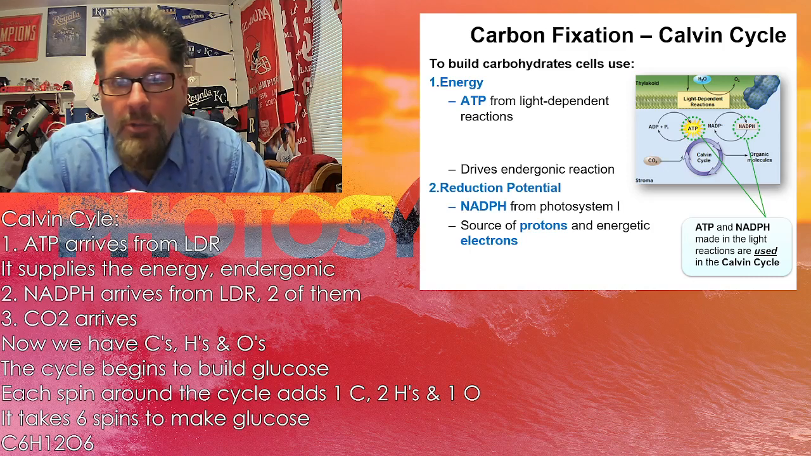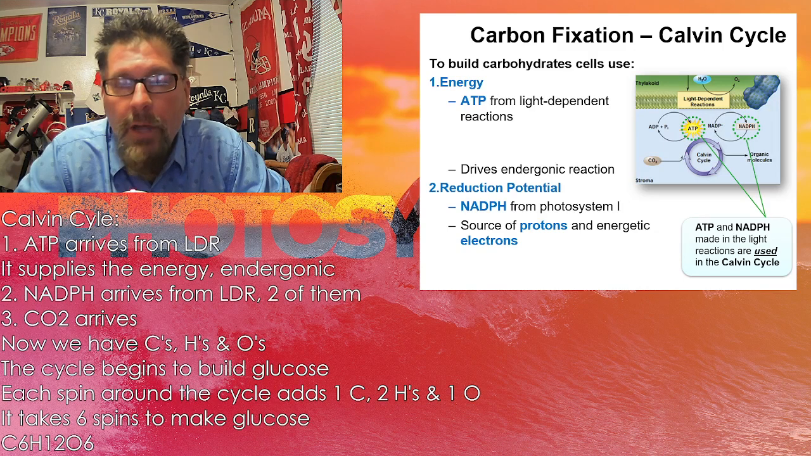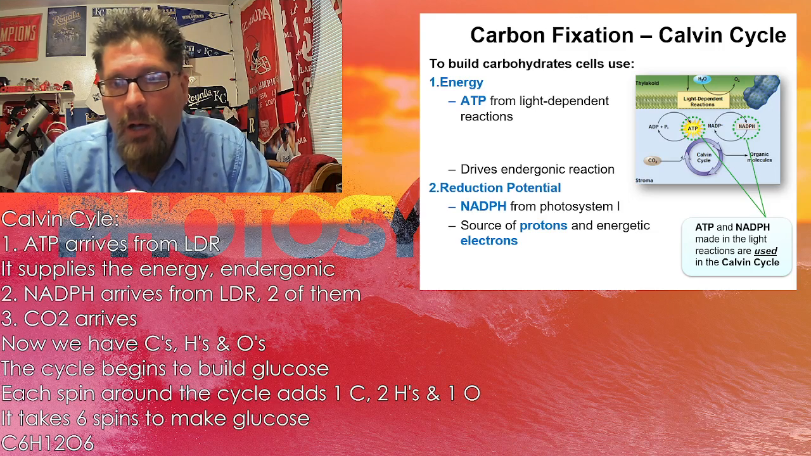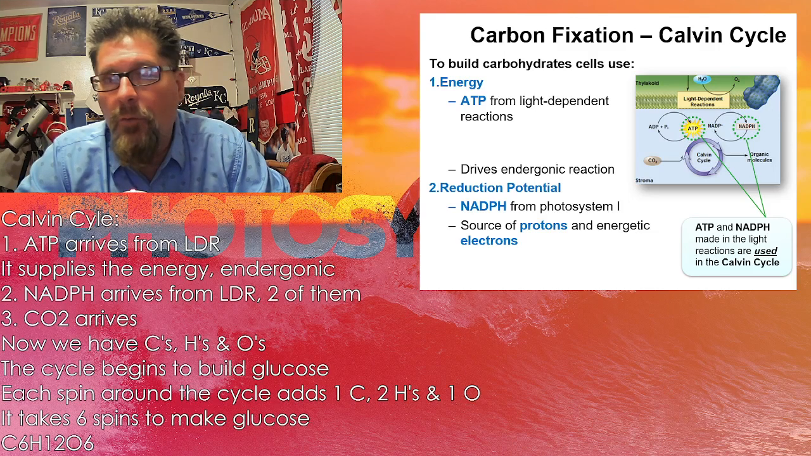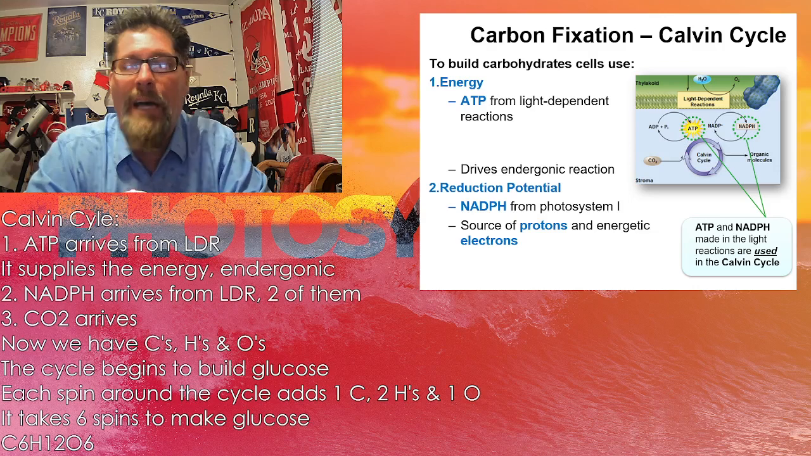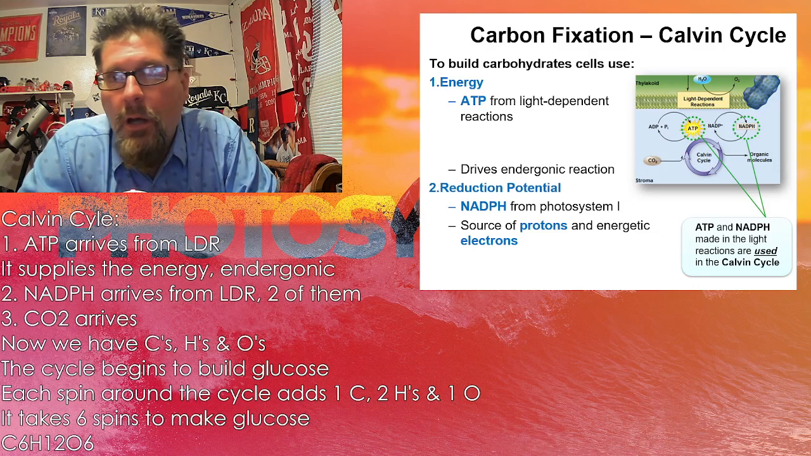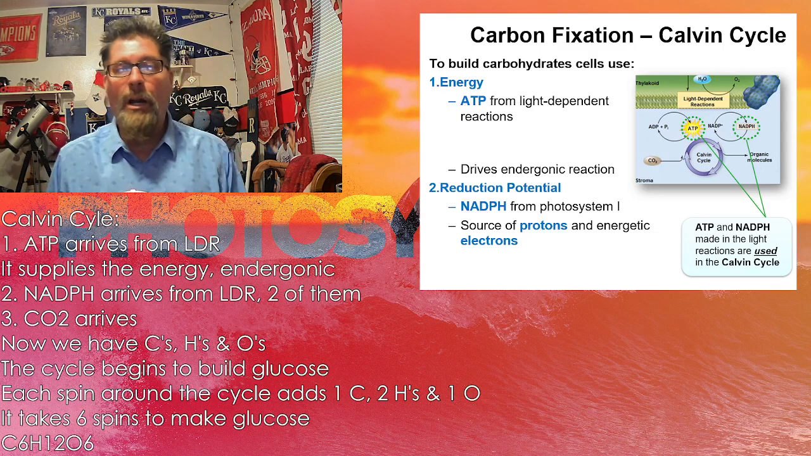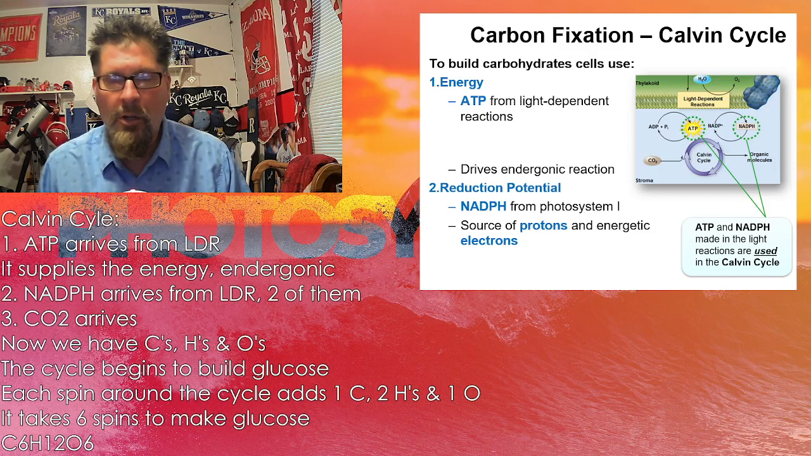And of course we want to emphasize again that it takes 6 spins around the cycle to get a full glucose molecule. The idea of 1 carbon molecule is added each time around. That idea is called carbon fixation, changing it from the carbon dioxide and adding it to the glucose molecule.